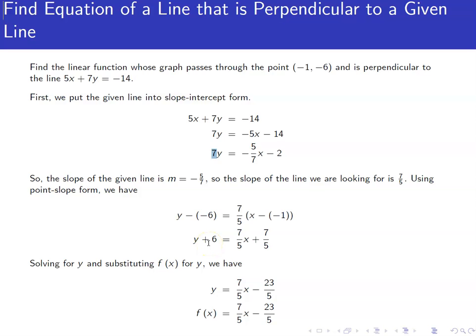To finish this example off, we're asked to write the linear function, so we'll put it in function notation. We'll solve for y, and then replace the y with f(x). Subtracting 6 to the other side, 6 is the same thing as 30/5, so we have 7/5 minus 30/5, so that's where the -23/5 is coming from. And then again, we will replace y with f(x), so our function that we're looking for is f(x) = 7/5 x - 23/5.